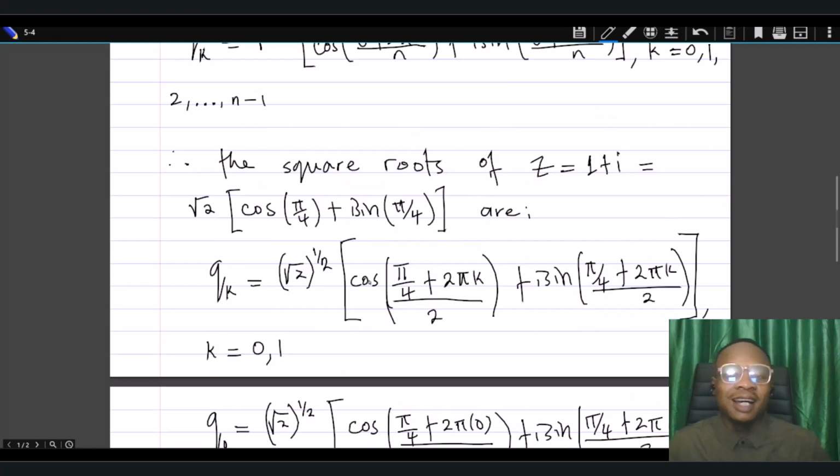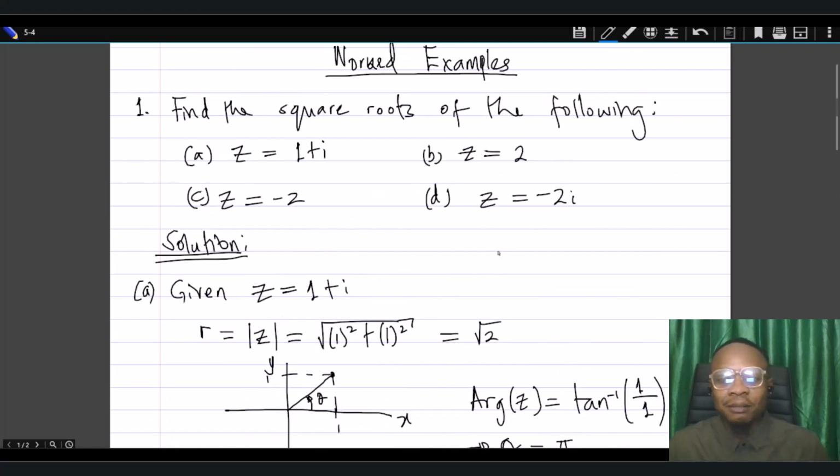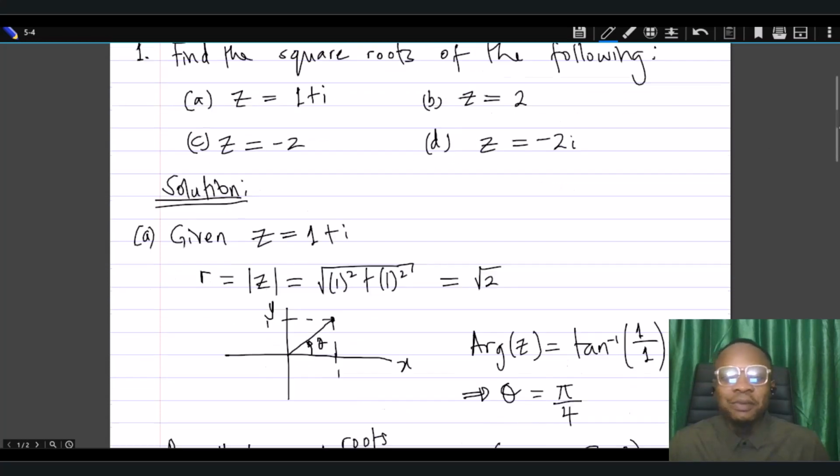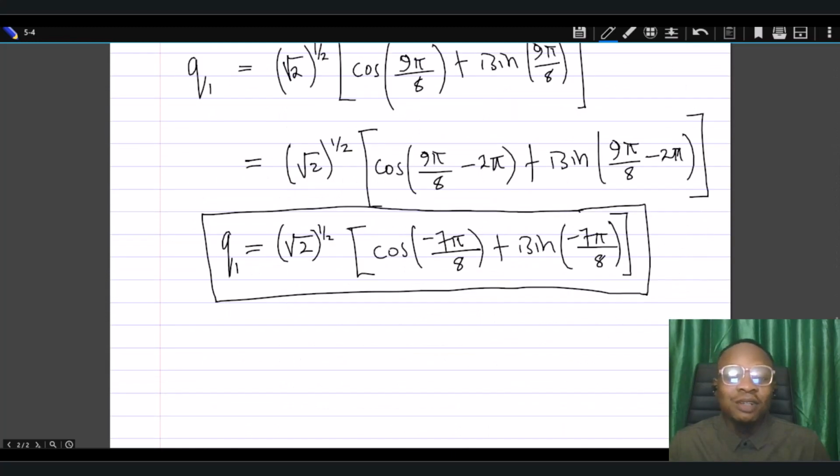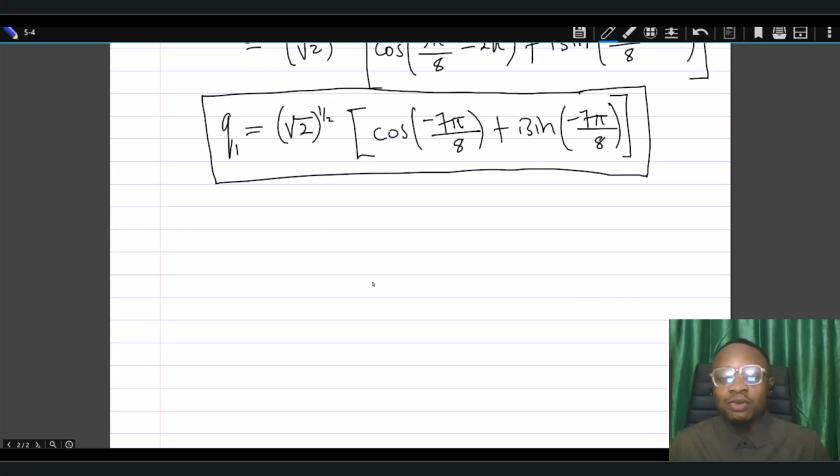So let's move on and consider the other ones we have here. So we have B, which is z equal to 2. All right. So we have the square root of 2. How do we get the square root of 2? Your guess is as good as mine. 2 is a real number. The square root of 2 will be plus or minus root 2. Okay, so let us see if our complex number approach here will give us that result.